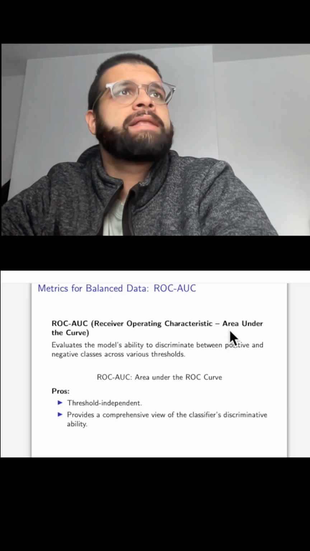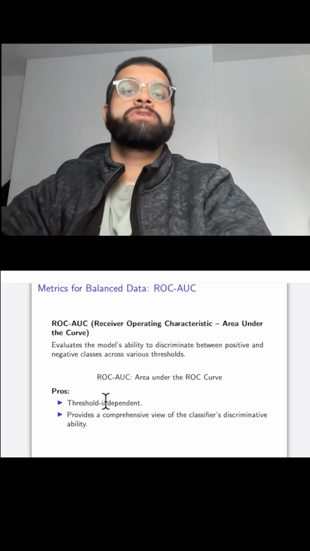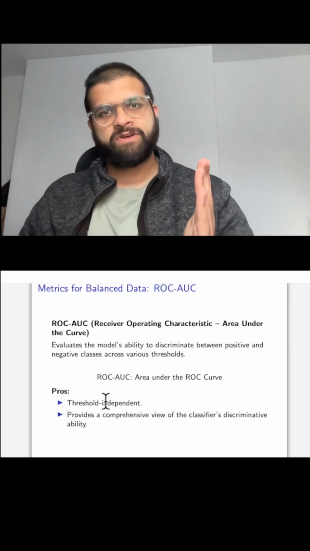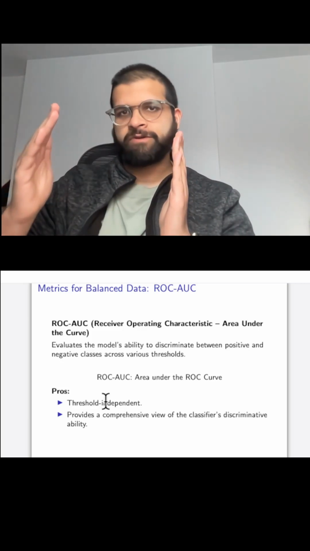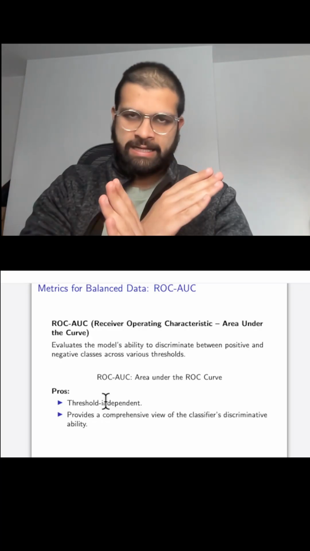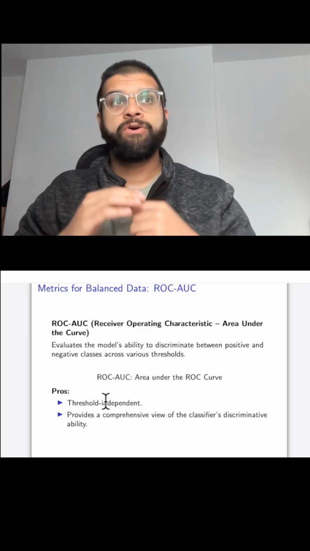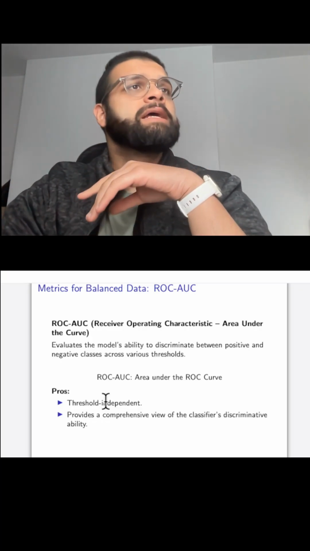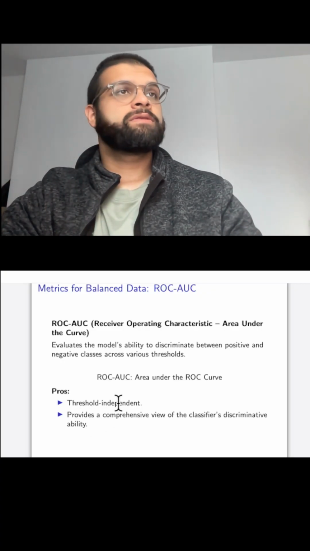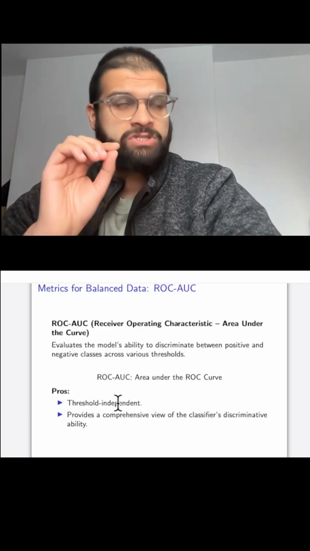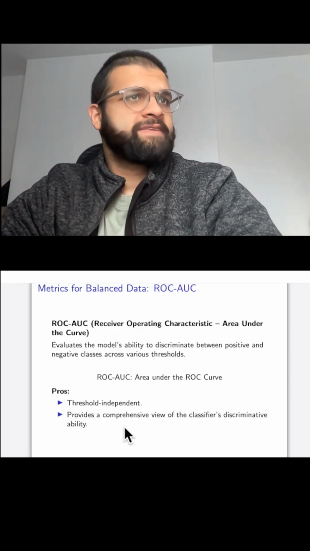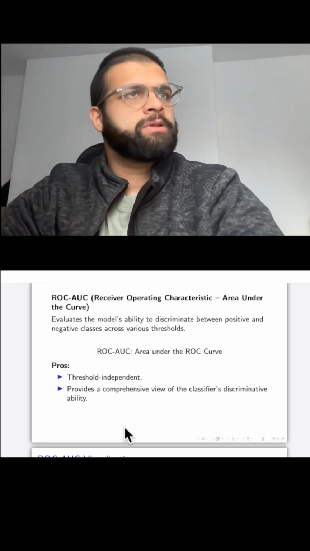Now we have other metrics such as the ROC AUC, which stands for Receiver Operating Characteristic and area under the curve. This metric is really cool because with other metrics you have a fixed threshold. If it's above the threshold, it's a positive class. If it's below the threshold, it's a negative class. Whereas this particular metric is threshold independent. So all the different thresholds are taken into consideration, which is really useful and helps you understand the output of the model better.